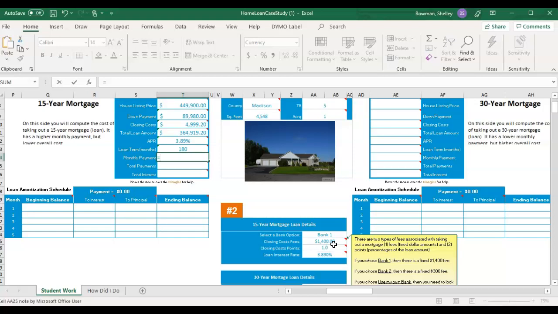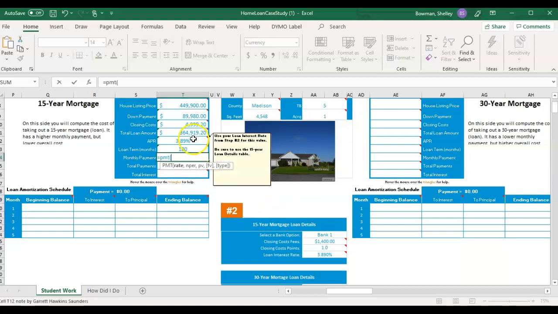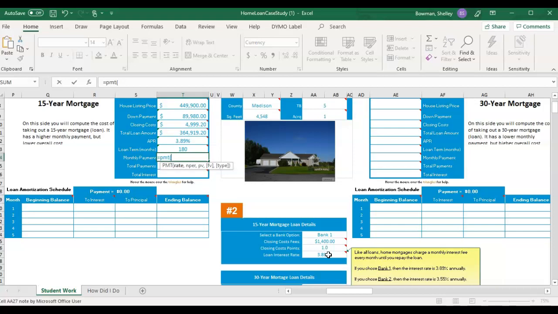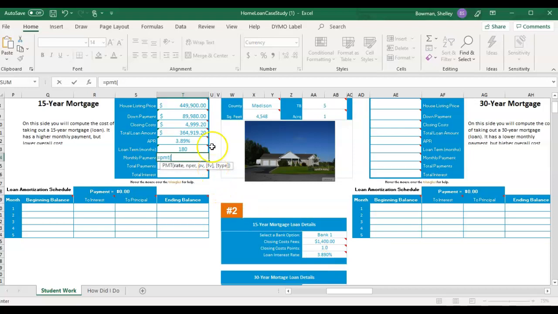So here for the monthly payment, we're going to type in PMT and our rate. We're going to cell reference here. We could cell reference here as well. It doesn't really matter either one. Because this is your base place that you need to change everything, I'm just going to reference this one, doesn't really matter.